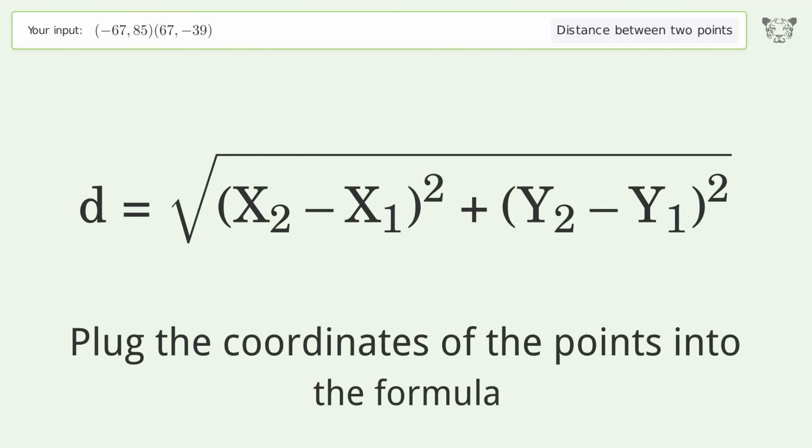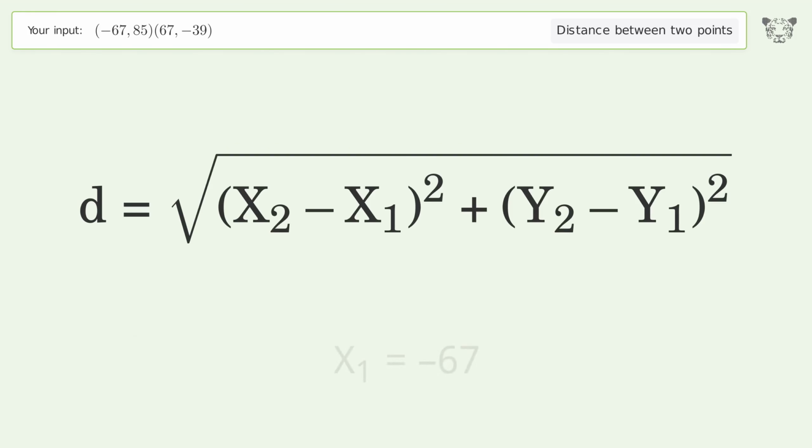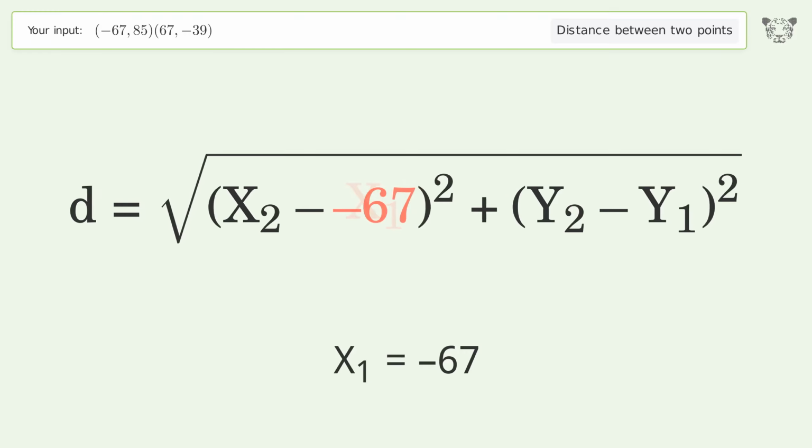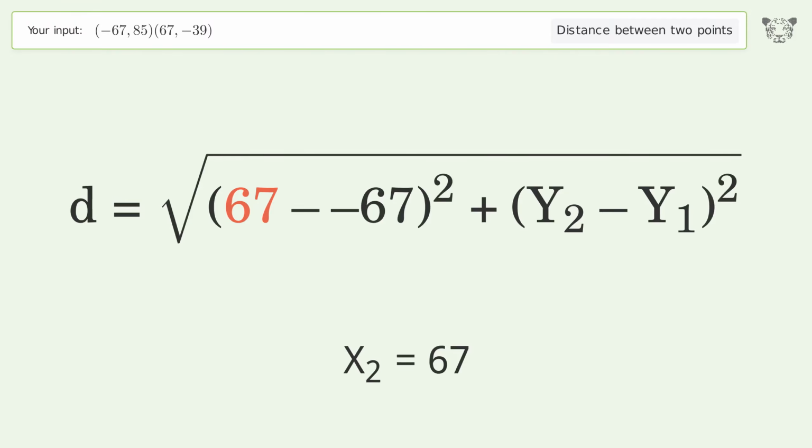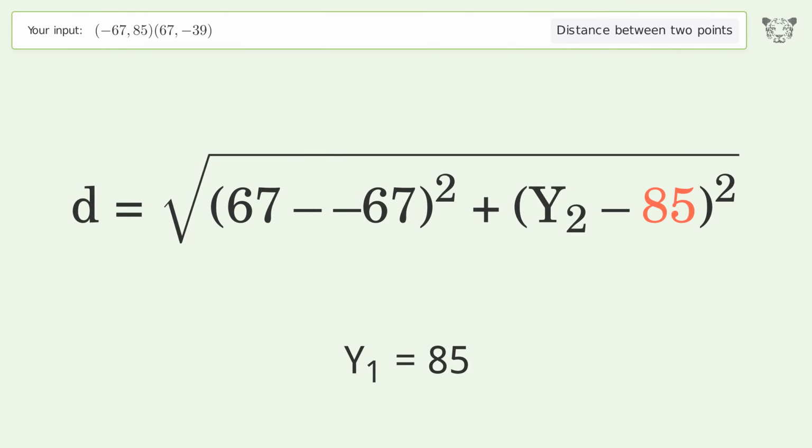Plug the coordinates of the points into the formula. x1 equals -67. x2 equals 67. y1 equals 85. y2 equals -39.